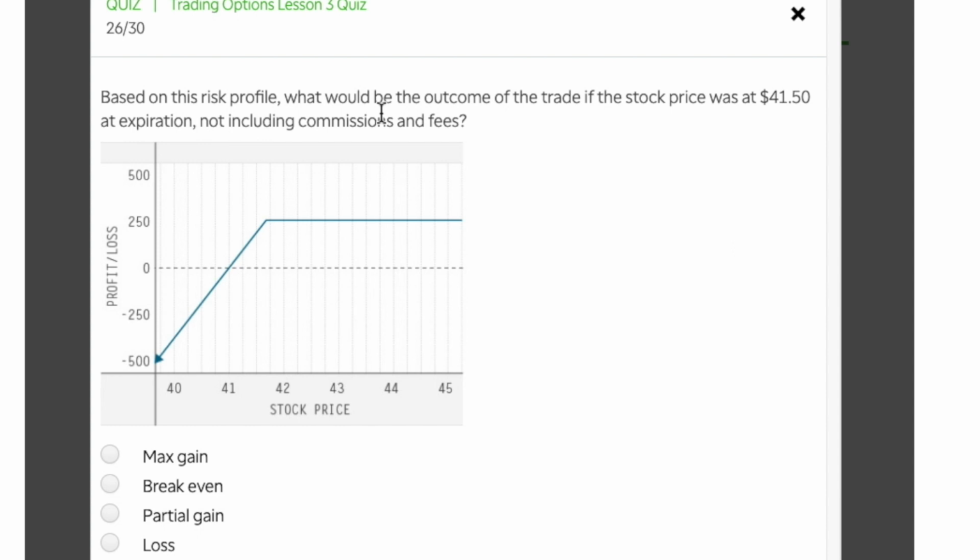Based on this risk profile, what would be the outcome of the trade if the stock price was at $41.50 at expiration? $41.50 is right about here. We're not at the max gain yet. This is a partial gain.